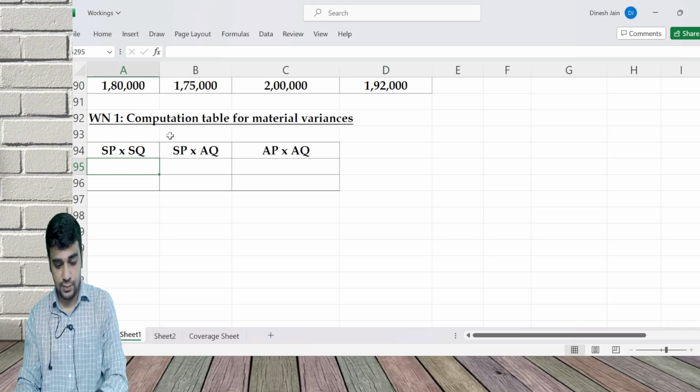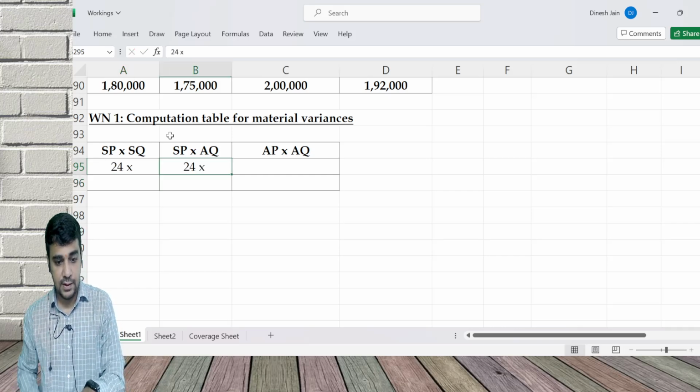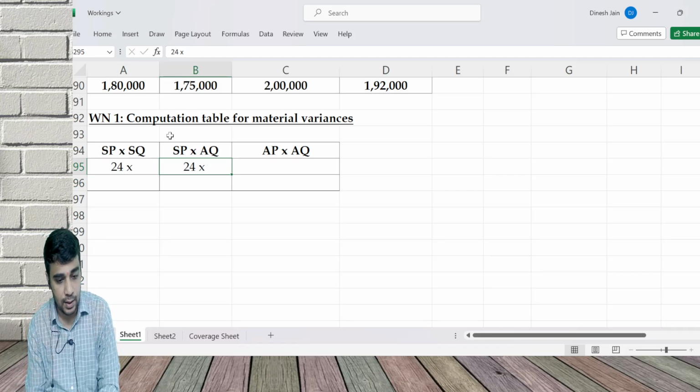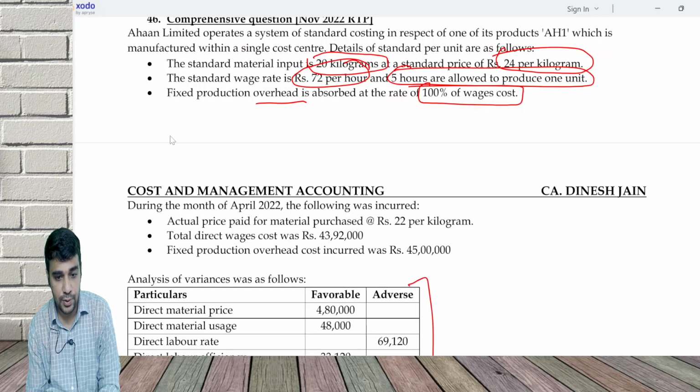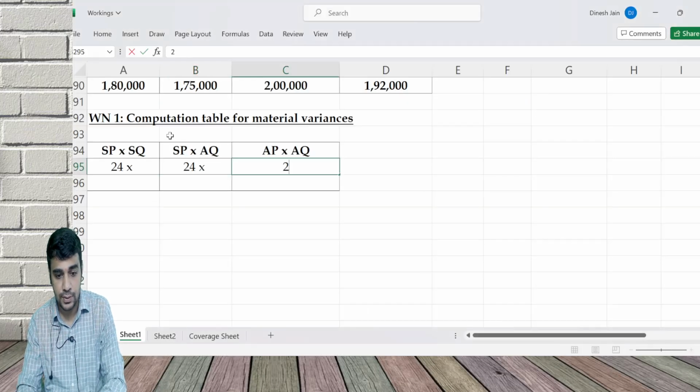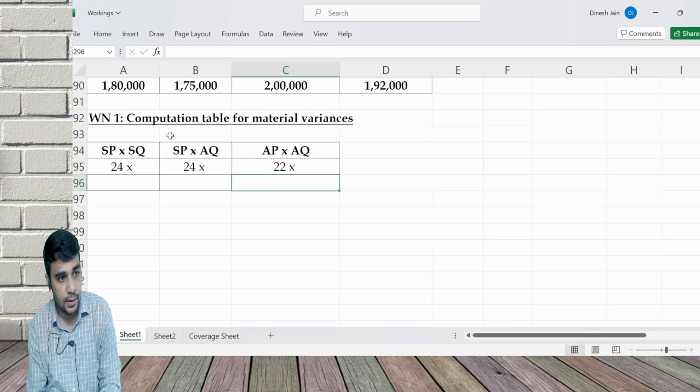SP is how much? 24, at two places. Whichever information is available, let's write that. What else do you have? AP is also available. How much? 22. Okay. Then I will see variances. First, look in the question. Do you have any other information? Do you know SQ? Do you know AQ? Any other information? If not there, then we'll take the help of variances.